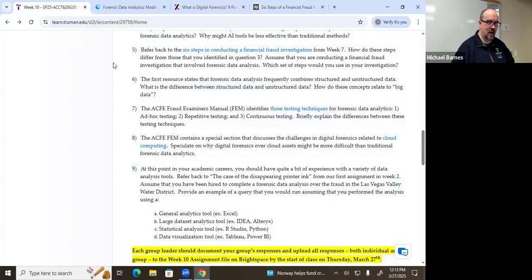So, AJ, how do these steps differ? We said that the steps in question 3 are more data specific, while the week 7 steps are like an investigation as a whole. Yeah, so if we're talking about investigation as a whole, definitely we want to use the steps that we identified several weeks ago. If we're talking about forensic data analysis, then we want to be very, very specific that we're going to follow the steps and the protocols that are required in data analysis.